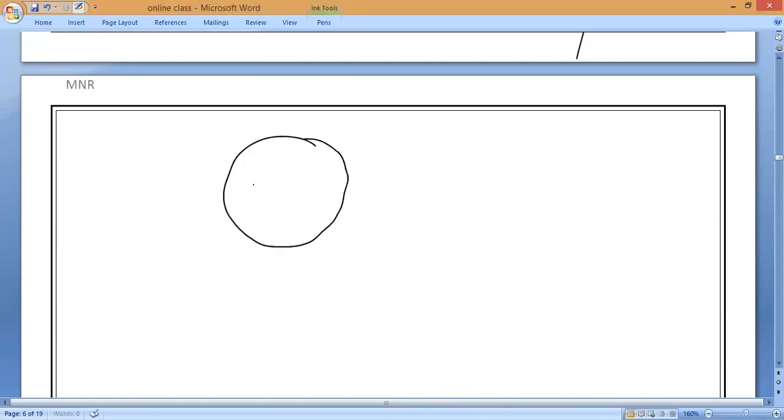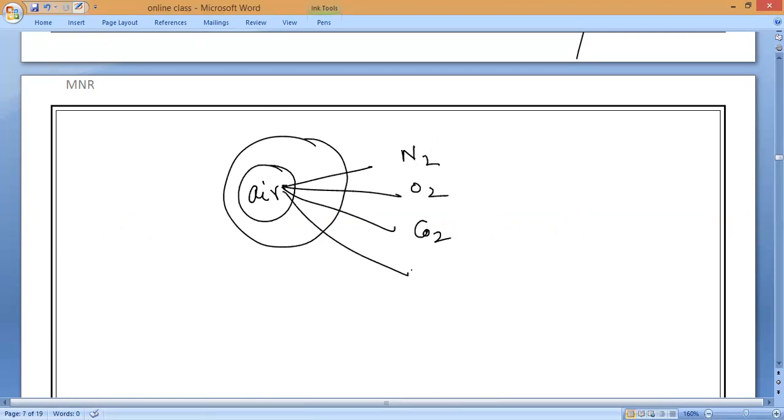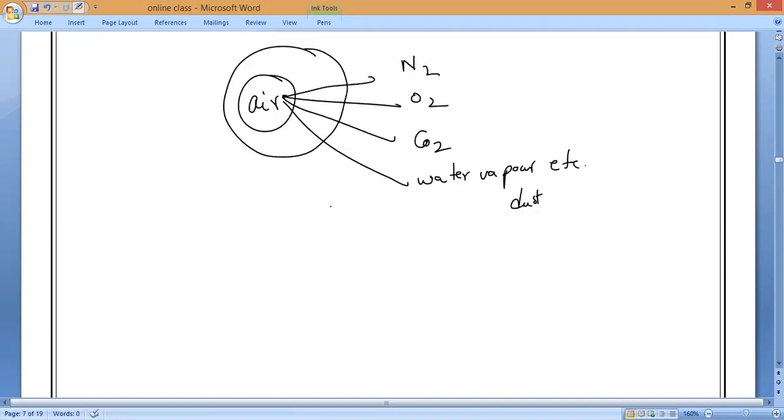Now we need to know. Suppose we take air. As we know, air is made up of different substances. What is the composition of air? Nitrogen, oxygen, carbon dioxide, and it also has water vapor and dust. So in the same way, every matter is made up of different kinds of substances. Is it yes or no?